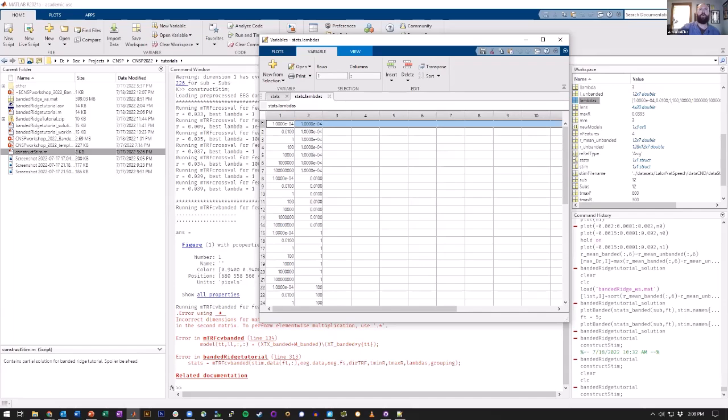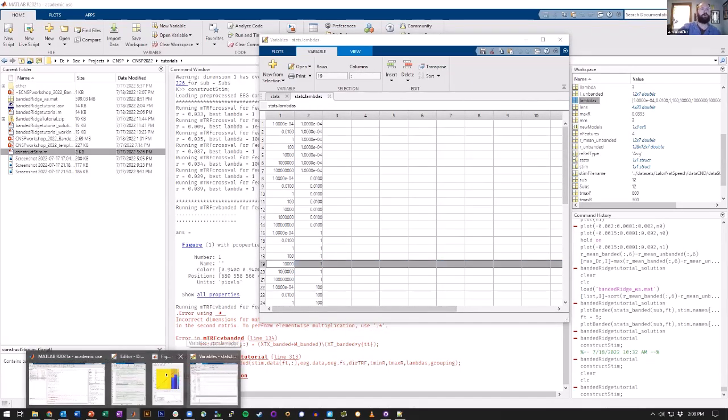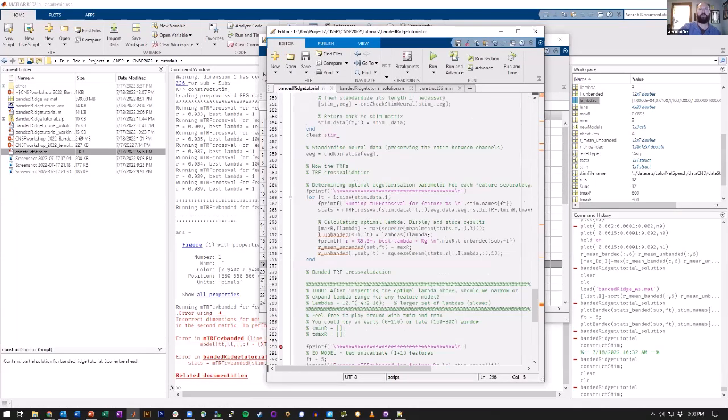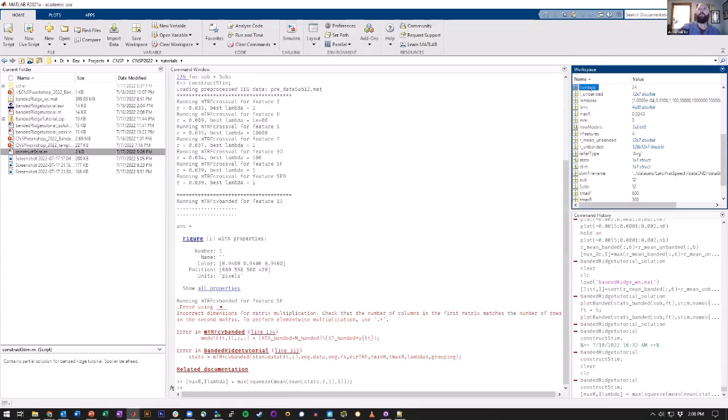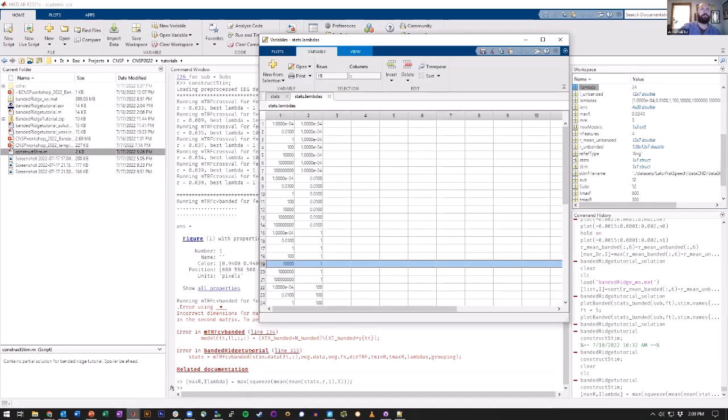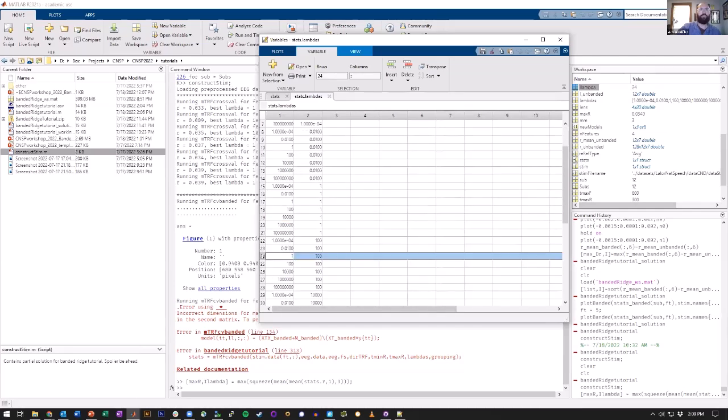So if 1 is the best lambda, the first feature received 10 to the minus 4. The second feature received 10 to the minus 4. In this case, you will find that the best feature is number 19, I think. That might have been from a different participant, actually. So what I'm going to do is figure out the best lambda here. The index is 24. So the best lambdas are actually 1 and 100. So a value of 1 for the envelope and 100 for the onset.